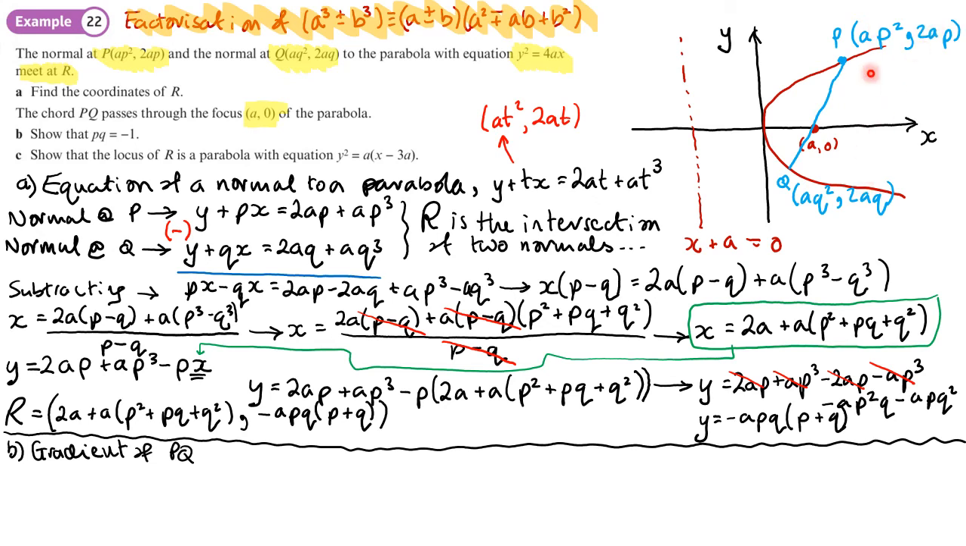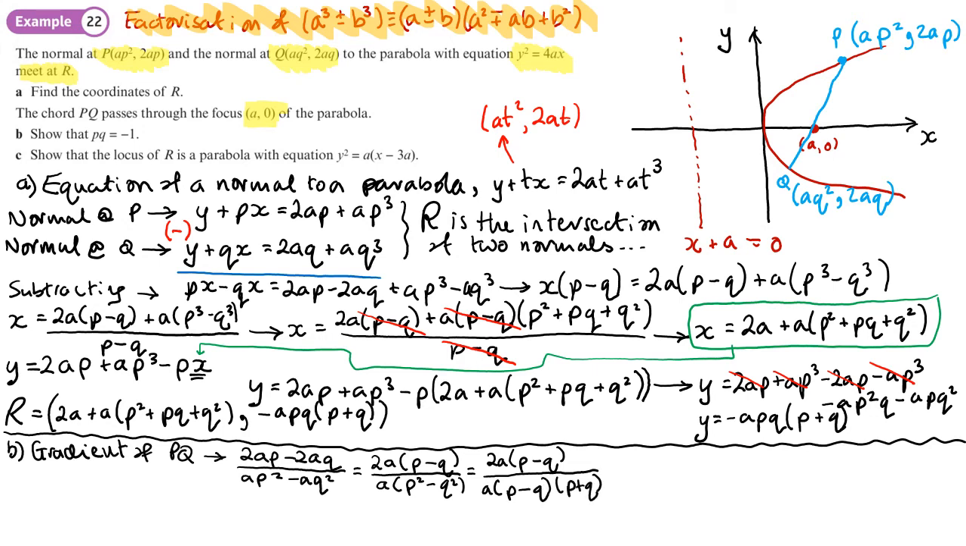So I want the change in y over the change in x. So I'm going to do the y coordinate of P, 2ap, minus the y coordinate of Q, so 2aq, over the x coordinate of P, ap squared, minus the x coordinate of Q, so aq squared. So we're going to do what we can to simplify this and factorize it. I can factorize the top, and I'll factorize the bottom. Now the bottom is just the difference of two squares. So I'll have 2a(p minus q) over a times (p minus q)(p plus q). By factoring it out like that, I can see that the a will cancel out, and the p minus q will cancel out. So this gives the gradient of PQ as 2 over p plus q.